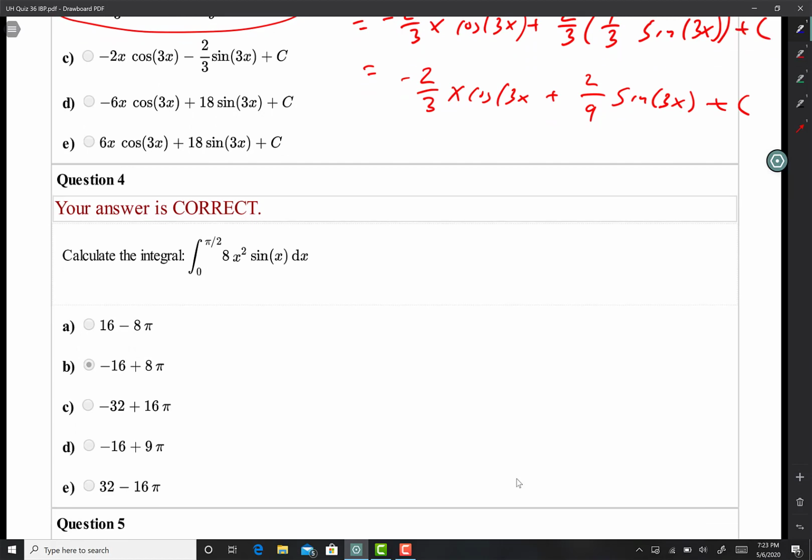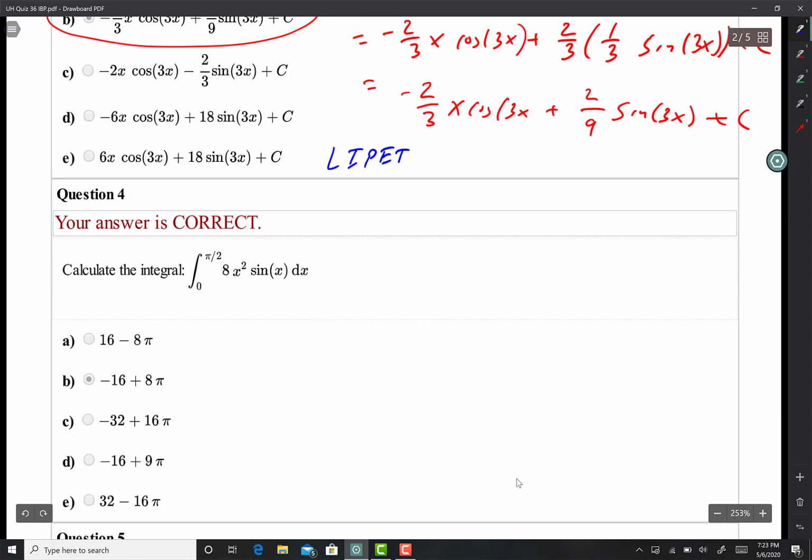All right, notice this one, I have a definite integral. So let's just go right into it. Again, I use my little LIPET formula. I remember this one taking a while, this one here in particular. I think I had to do it twice. You'll see what I mean.